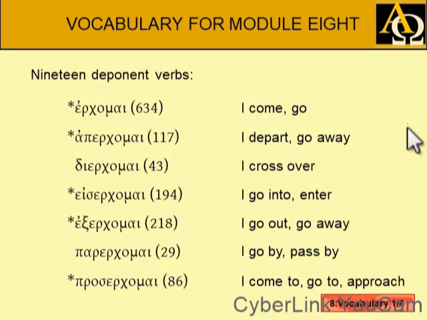So some vocabulary: erkomai means I come, I go. Aperkomai means I depart or I go away. Diaerkomai, I cross over. Eiserkomai, I go into, I enter. Exerkomai, I go out, I go away. Parerkomai, I go by, pass by. Proserkomai, I come to, go to, or approach.